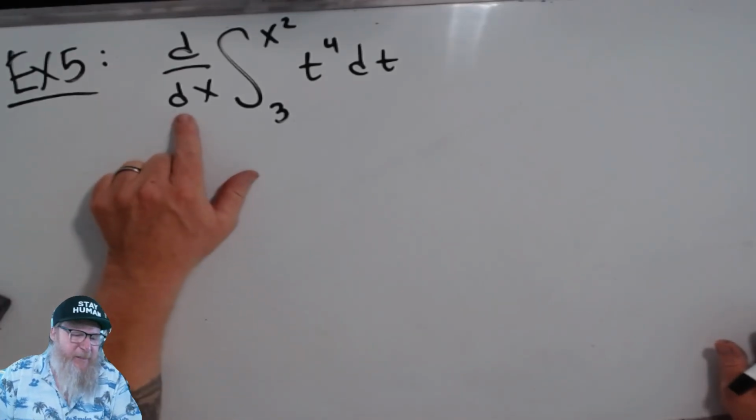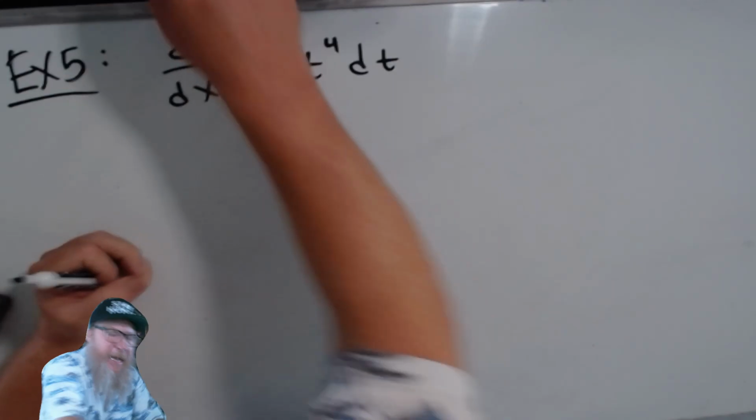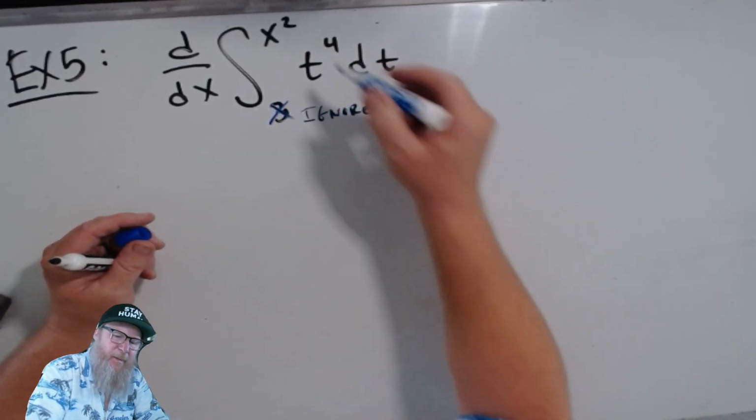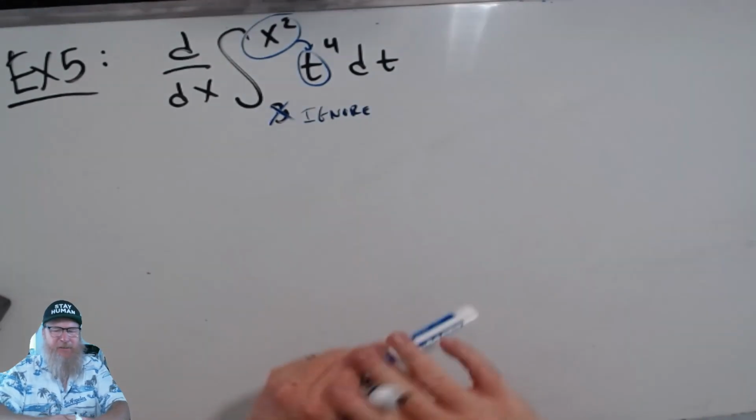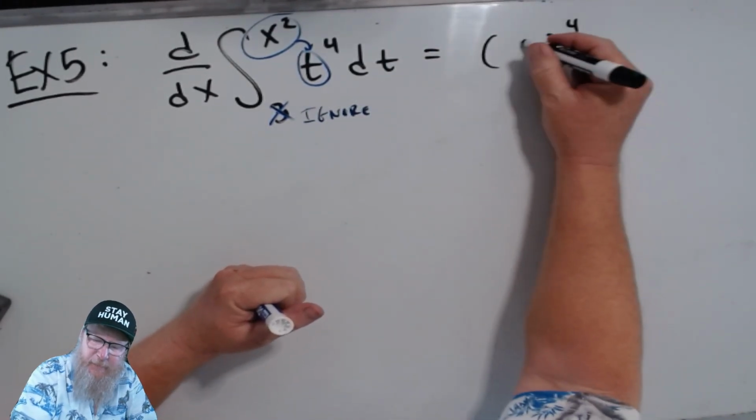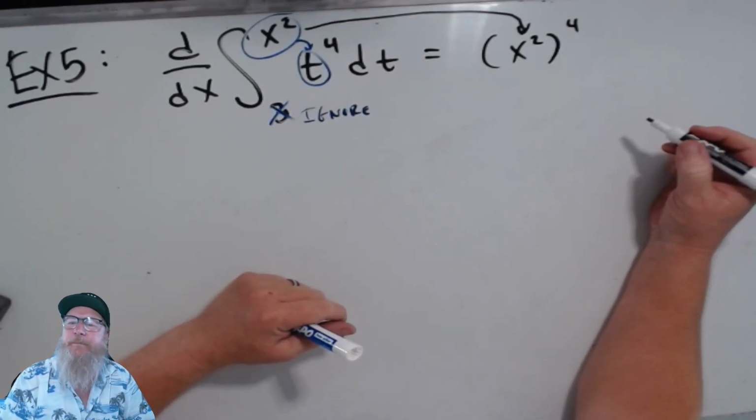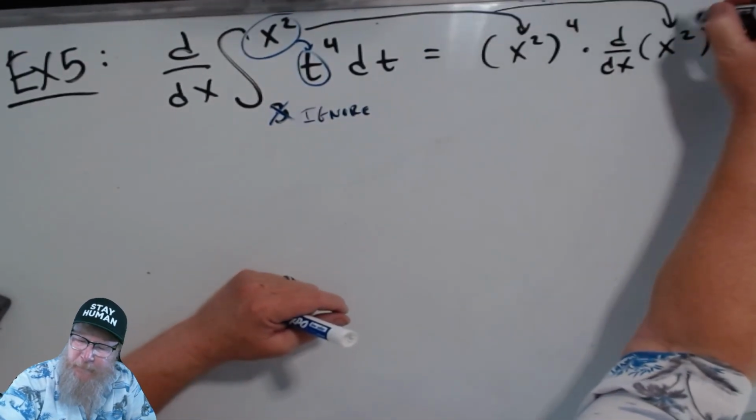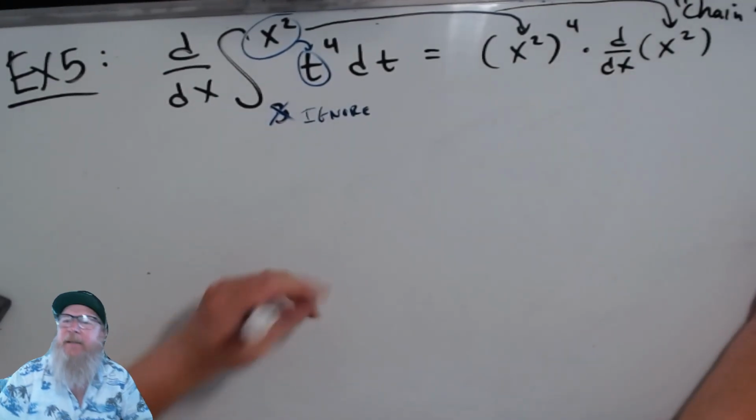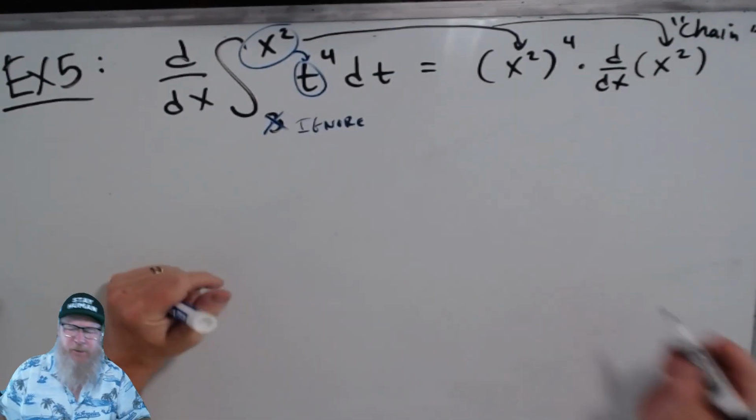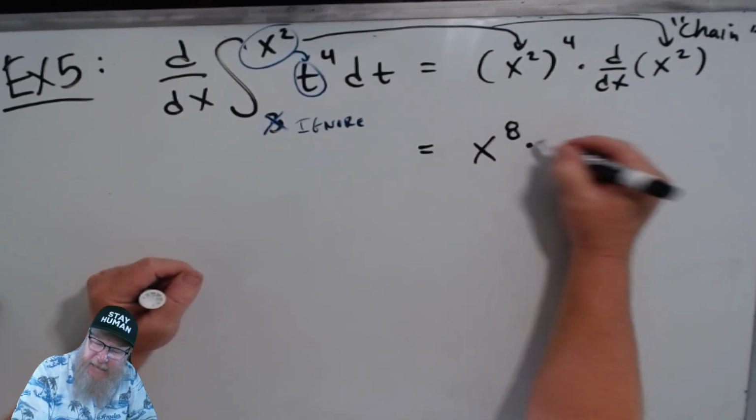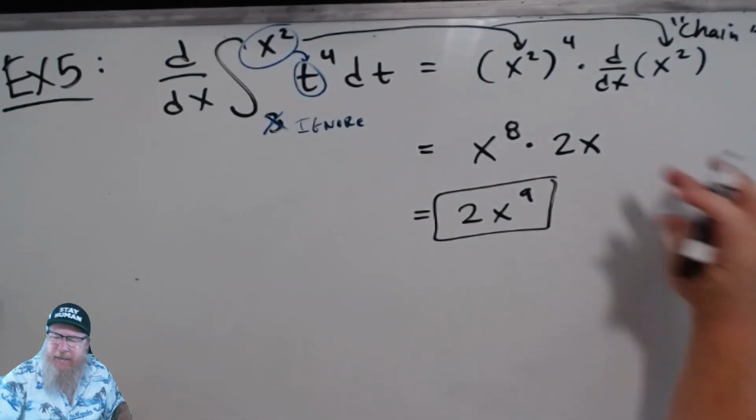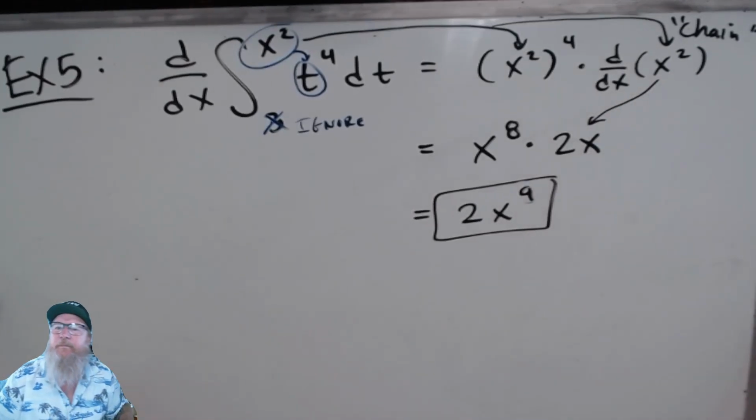All right, same kind of question. We have the d dx, the derivative with respect to x of an integral. Again, we can ignore the lower bound because it's a constant. We can replace the t with x squared. But then we have to multiply by the derivative of x squared. I'll just write chain, or sometimes people say CR, chain rule. So that'll be x to the 8th times 2x, which combines to be 2x to the 9th. There you go.